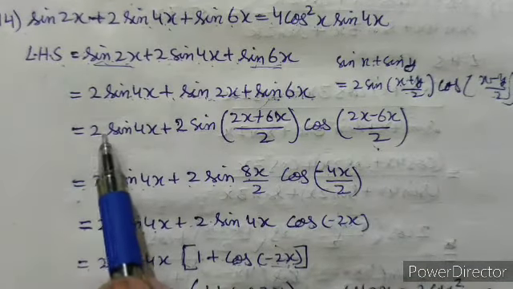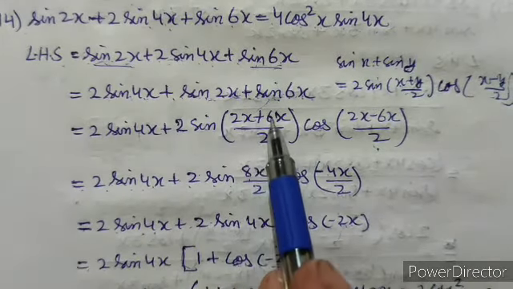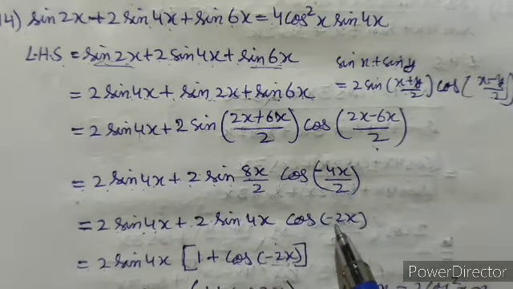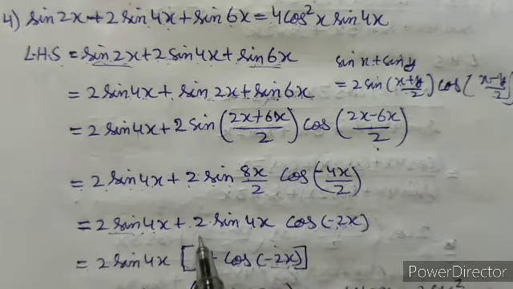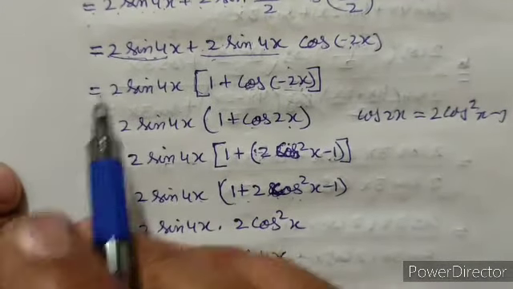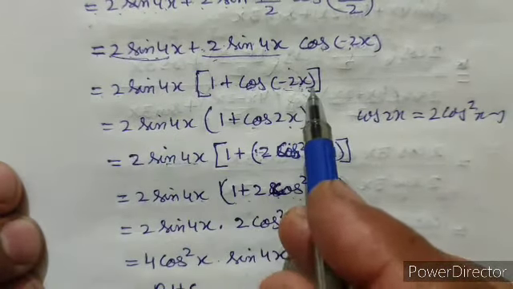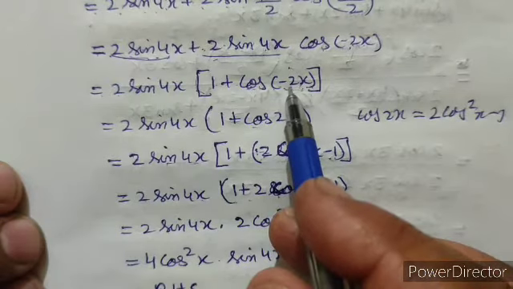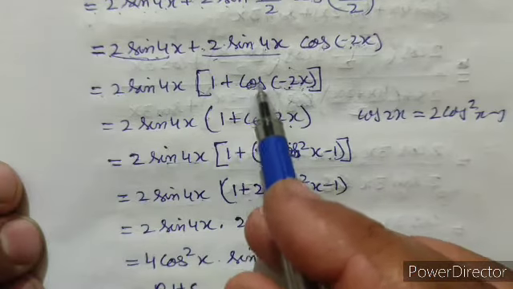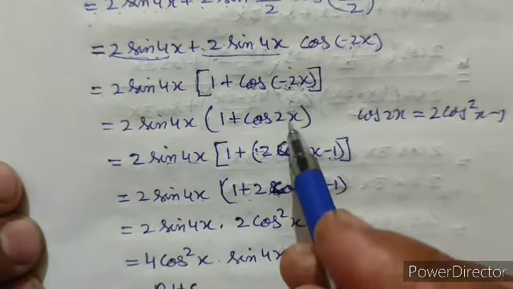Now that will be equal to 2 sin 4x plus 2 sin (2x plus 6x upon 2), that will be equal to 4x cos minus 2x. Now on taking 2 sin 4x common, we are getting 2 sin 4x into (1 plus cos minus 2x), as minus 2x lies in the fourth quadrant. So cos is positive in the fourth quadrant, so cos minus 2x will be equal to cos 2x.